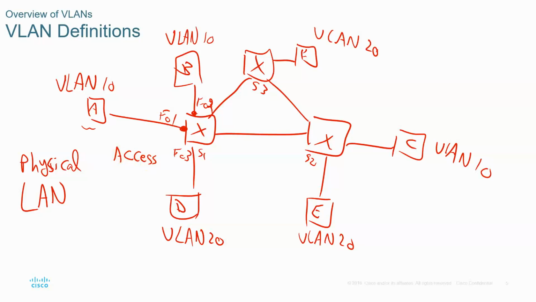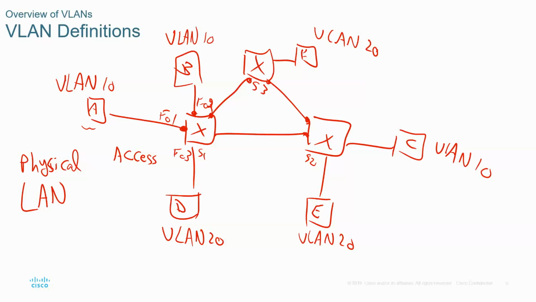The problem is actually in the connections between the switches: the link between S1 and S2, the link between S1 and S3, the link between S3 and S2 as well. These links are connecting one switch to the other. So you will see here, for example, that switch S1 has to be able to carry traffic from both VLAN 10 and VLAN 20, and has to be able to tell S2 that this traffic is actually coming from a device that is in VLAN 10 or a device that is in VLAN 20.